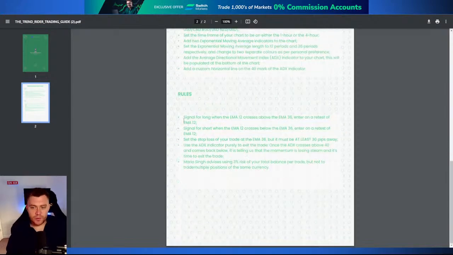Really, really simple. We get a signal to go long when the EMA 12 crosses above the EMA 36, and we then enter on a retest of that EMA 12. And a signal to go short is when the EMA 12 crosses below the EMA 36, and we enter on a retest of the EMA 12.